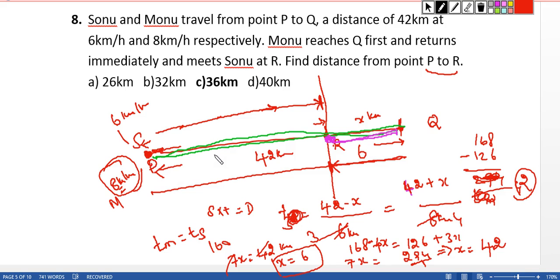So what's the distance between P and R? It's going to be 36 kilometer. So that's what they are asking. They are asking for the distance between P and R, which is nothing but 36 kilometer. So this is going to be our answer.